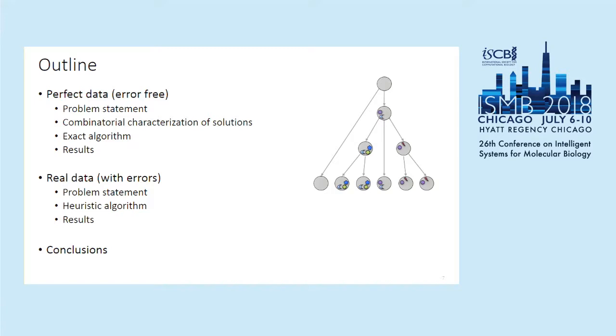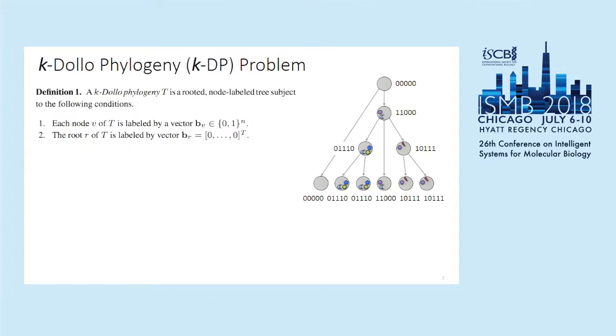I'm going to split my talk into two parts. First I'm going to assume that we have perfect measurements because I really want to understand what's going on computationally. And then I'll start dealing with real data, where we have errors in our measurements. We've seen this before the break, so let me just briefly summarize this.